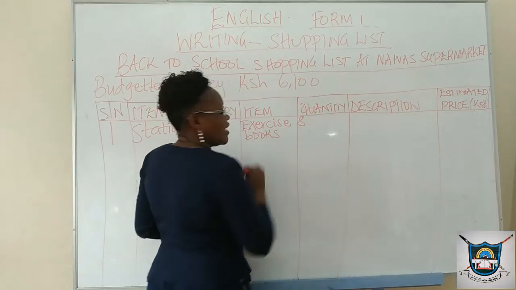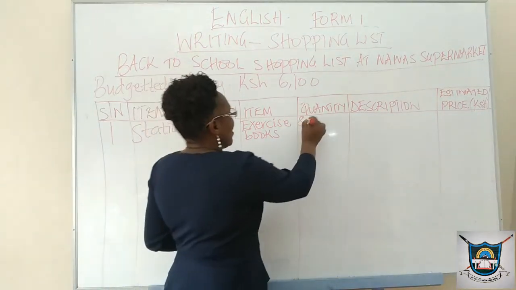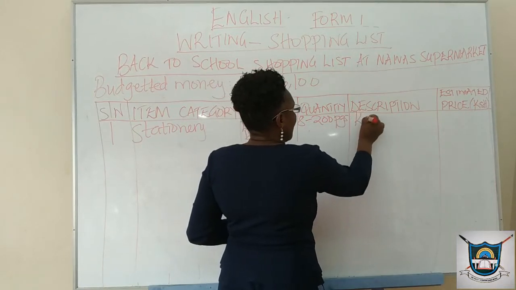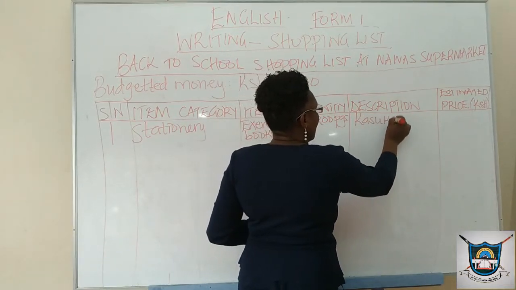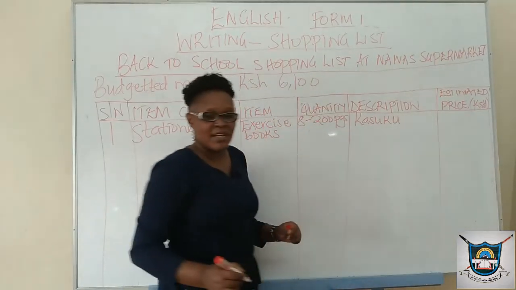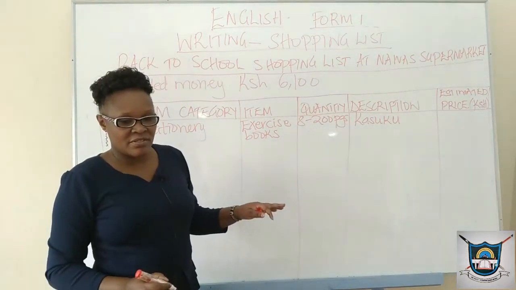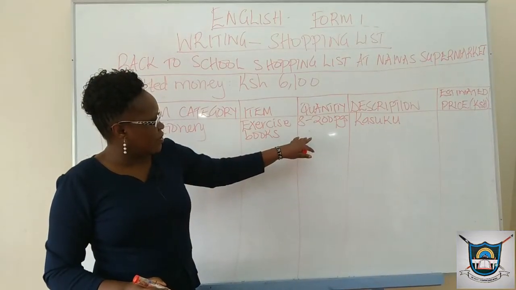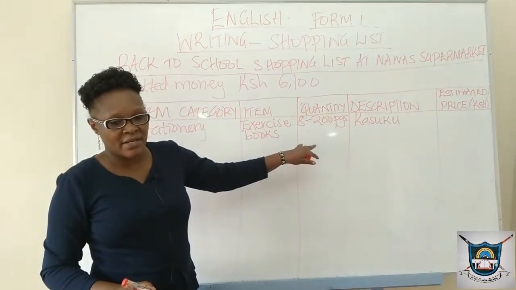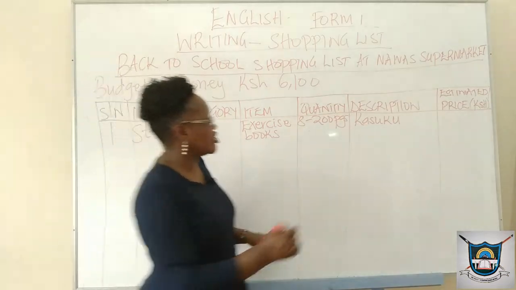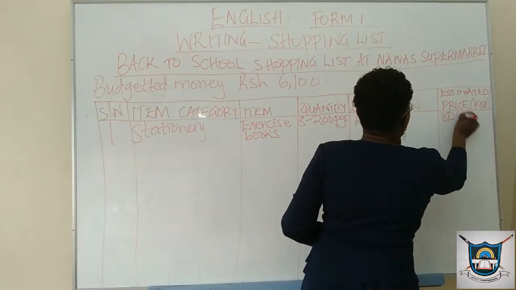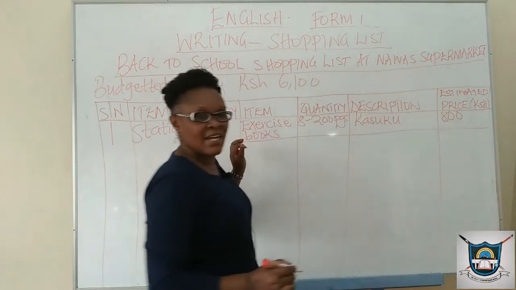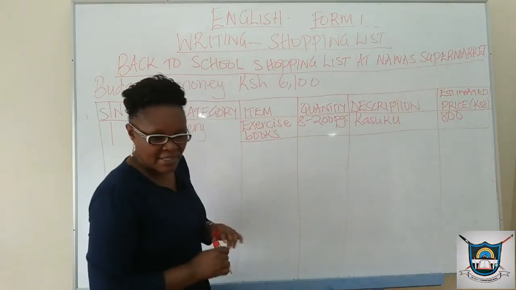And you need 8 exercise books, 200 pages. And you buy from the ones written Kasuku, and each is 100. So we are going to spend 800 Kenya shillings. So we are done with the first item under the first item category.